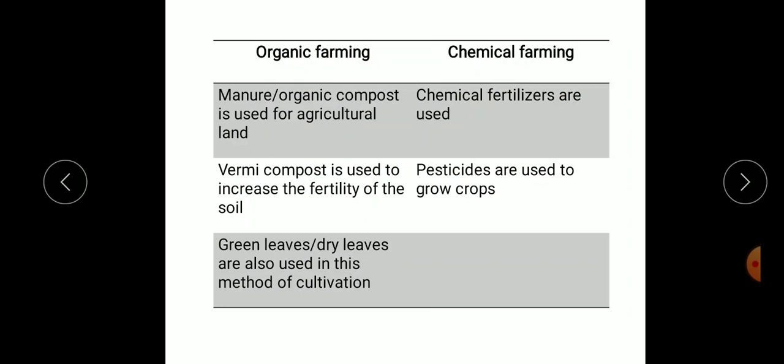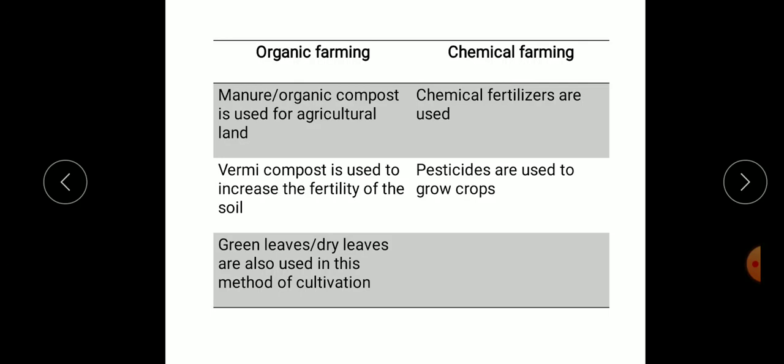Organic farming can be defined as an agricultural process that uses biological fertilizers and pest control acquired from animal or plant waste. Like manure, organic compost is used for agriculture land. Second, vermicompost is used to increase the fertility of the soil. Vermicompost means earthworms, and you know that earthworms are the good friends of farmers. Third, green leaves or dry leaves are also used in this method of cultivation.